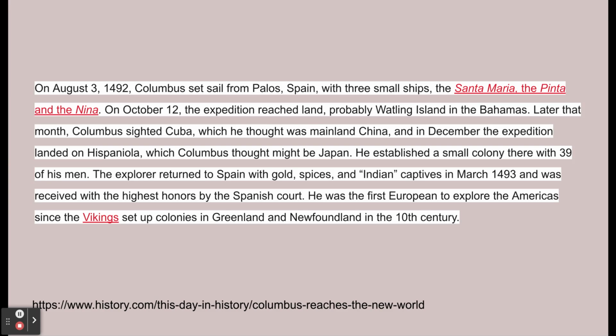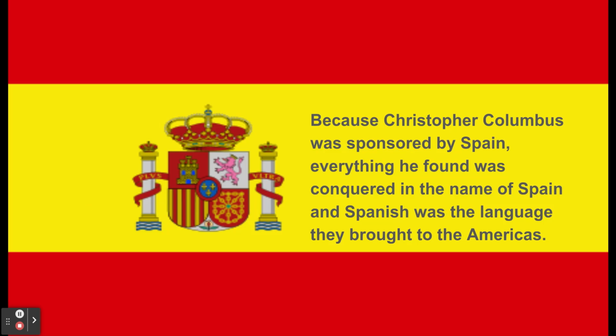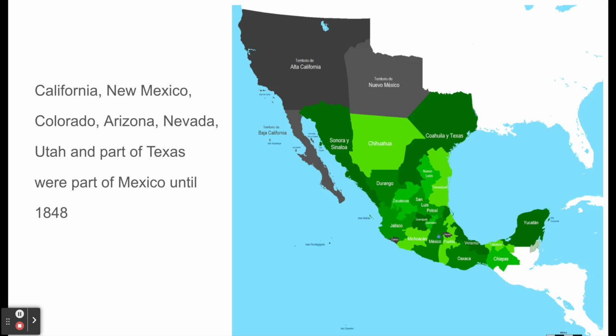He was the first European to explore the Americas since the Vikings set up colonies in Greenland and Newfoundland in the 10th century. Because Christopher Columbus was sponsored by Spain, everything he found was conquered in the name of Spain. And so Spanish became the language that they brought to the Americas.